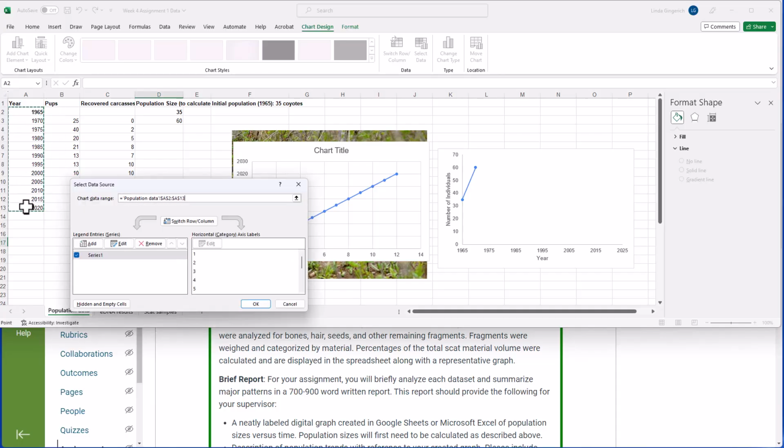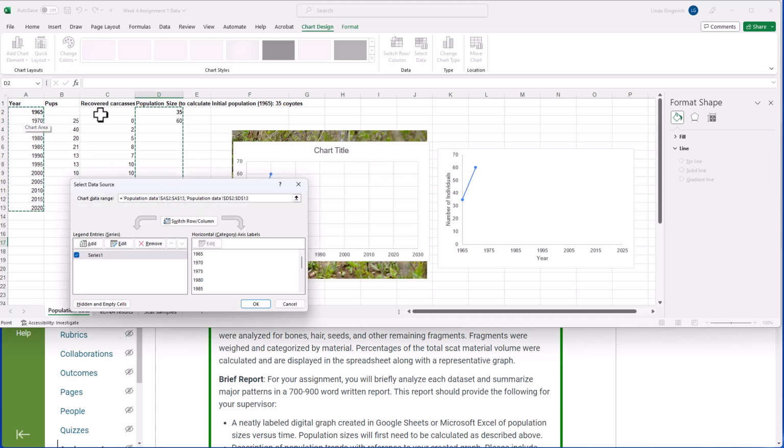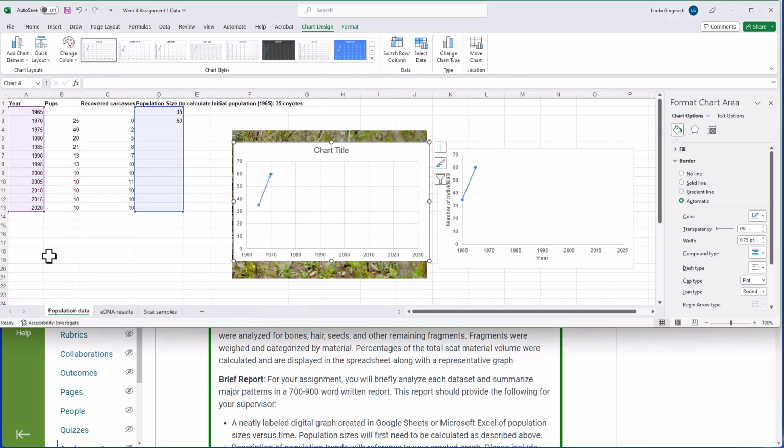I can select that column and then that column. So I just highlighted my year and I highlighted population size. I can say okay. And again, I don't have data here, so it's not going to finish it. But once I add all the other data, it will fill that in.